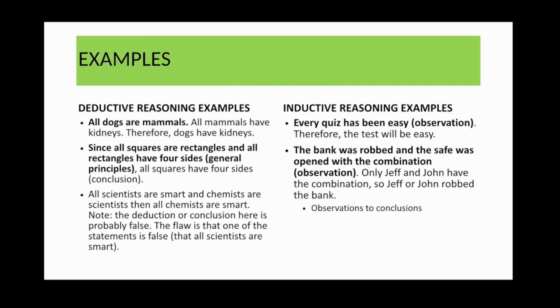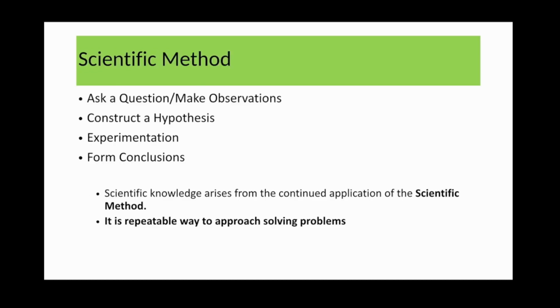Another inductive reasoning example, it says the bank was robbed and the safe was opened with the combination. So those would be the observations. And if only Jeff and John have the combination, then perhaps Jeff or John robbed the bank. So these are all observations the person has personally seen perhaps or heard, and then that leads to their conclusions. So inductive, think observations. For deductive, think of general statements. And that can help you remember when you're picking these out on a quiz or a test, which is which. And we'll do a test review, of course, before we get there.